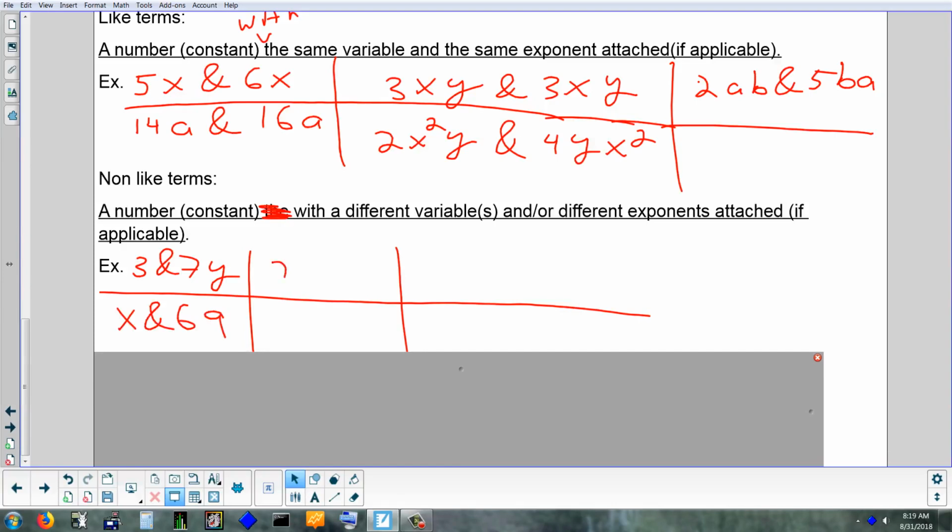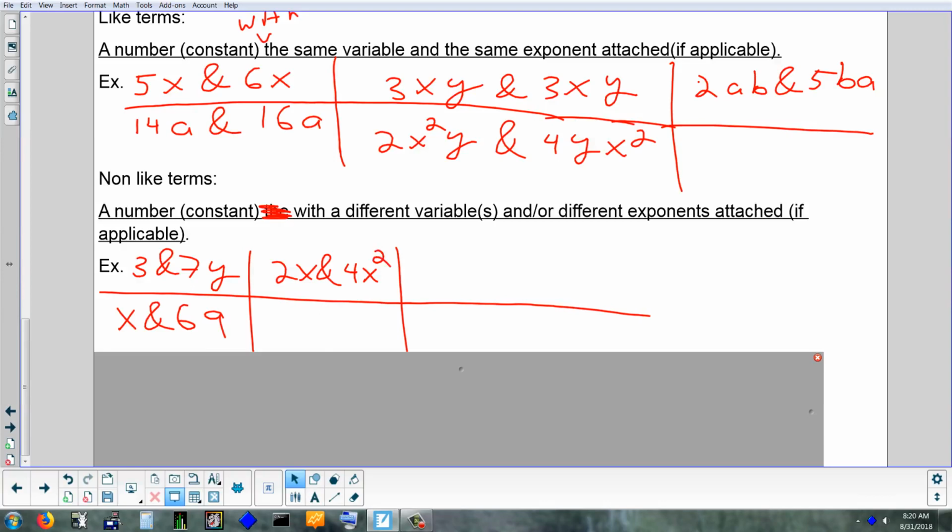How about 2x and 4x squared? Are those like terms? Why not? Same variable. Both have x. Different exponents. Okay? They'd have to either both be squared or I'd have to get rid of that one.